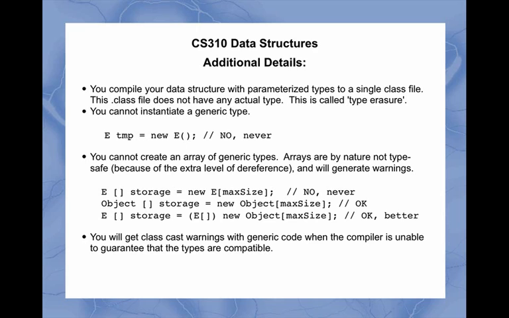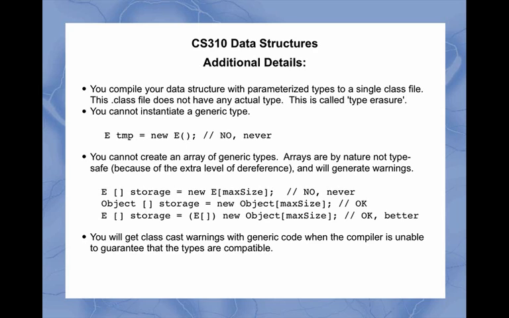The other thing you cannot do is create an array of generic types. Arrays are by their nature not type safe because there's an extra level of dereference. So we cannot ever say E[] storage = new E[maxSize]. That is, we cannot have an array of type E on the right-hand side of an assignment. We can have an array of type E on the left-hand side of the assignment statement as long as there is an object on the right-hand side.